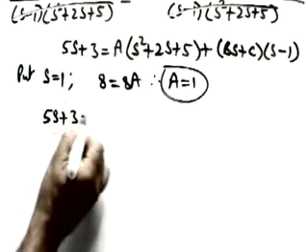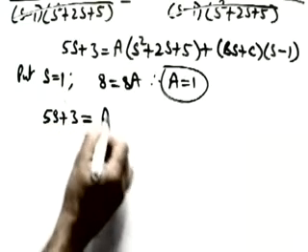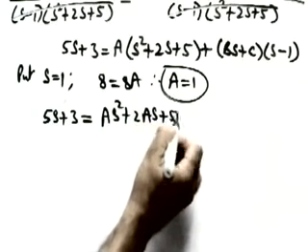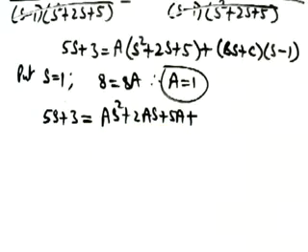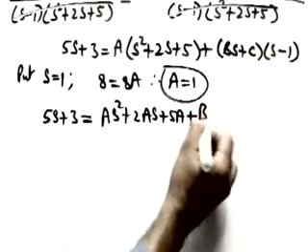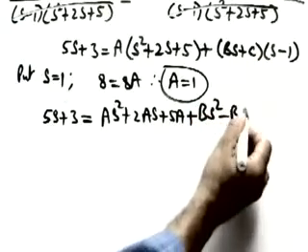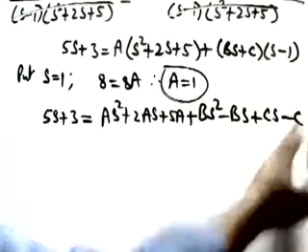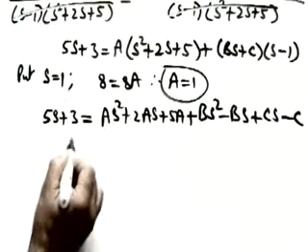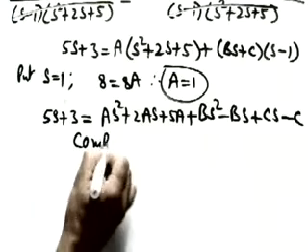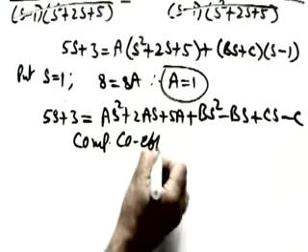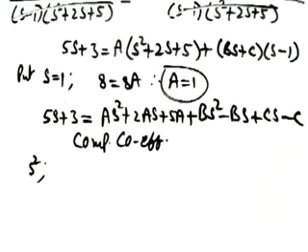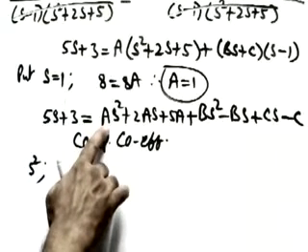I'll explain to you. You write this 5s plus 3 as it is. Now multiply with A: A s square plus 2A s plus 5A. Now multiply with Bs: Bs into s, Bs square, minus Bs into 1, Bs. Now multiply with C: C into s, Cs, minus C into 1, C. So after multiplying, we have to compare the coefficients. Compare coefficients. So let me start comparing the coefficient of s square.